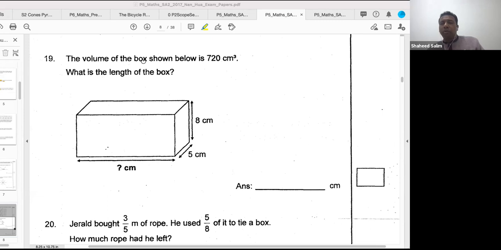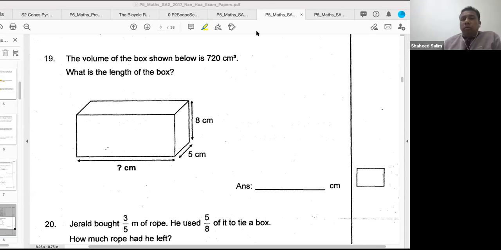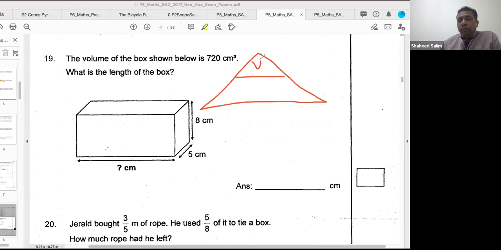Sorry, Putra, answer is not correct. Sharina, answer is not correct. Come on, you know how to do this. Okay, I will show you how to remember. We have this triangle like that. Remember that? Volume is length times breadth times height. If you want to find length, how to do it? Okay, I'll show you now.